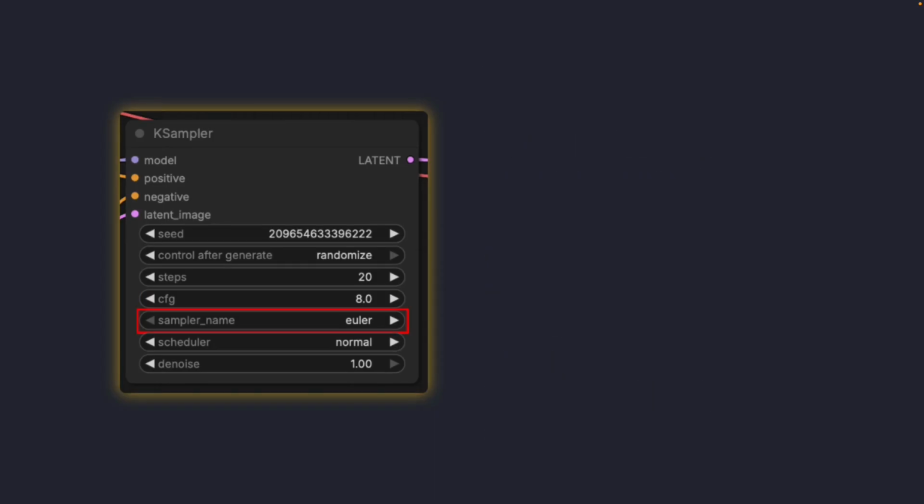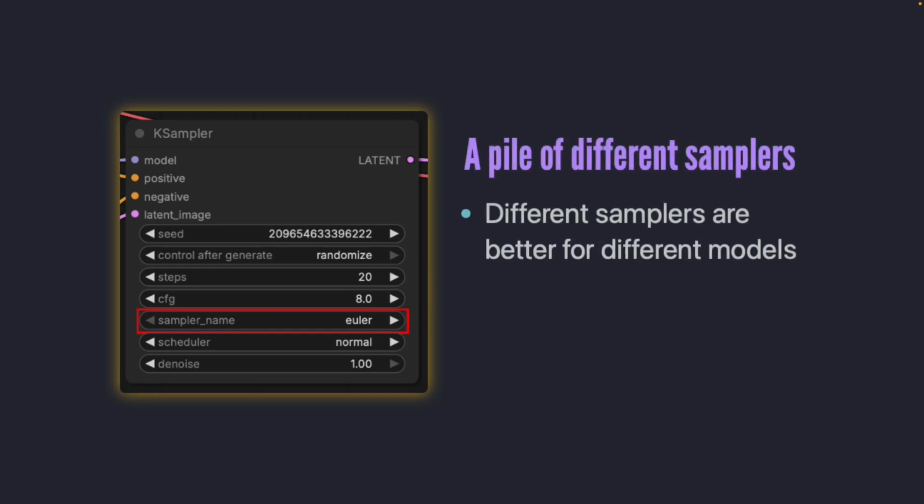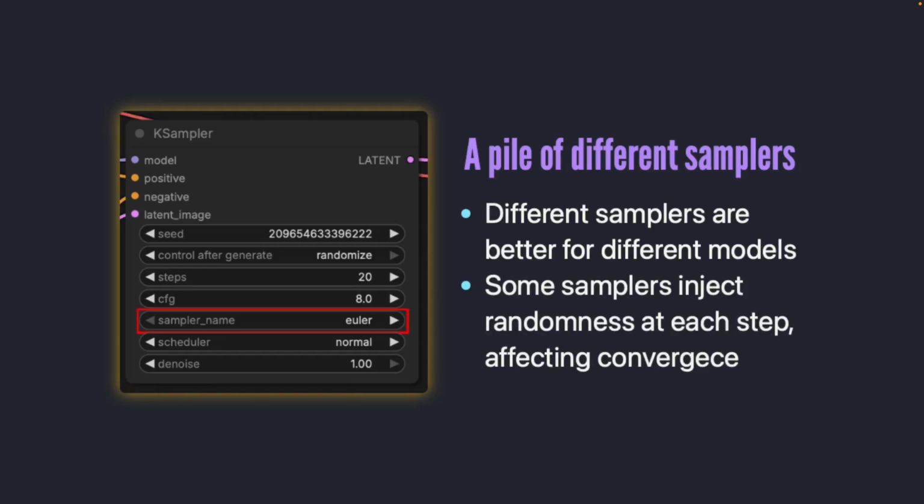And then next we have sampler name, and there are so many different samplers, I cannot go over them, but some samplers will work better for different models. So you might want to check on your model, do they recommend a particular sampler? If so, use that, or just play around and see which one works best for any given model. And some samplers do inject randomness at each step, which is going to affect convergence. And that sounds really weird, but one example I like to use is Euler versus Euler ancestral.